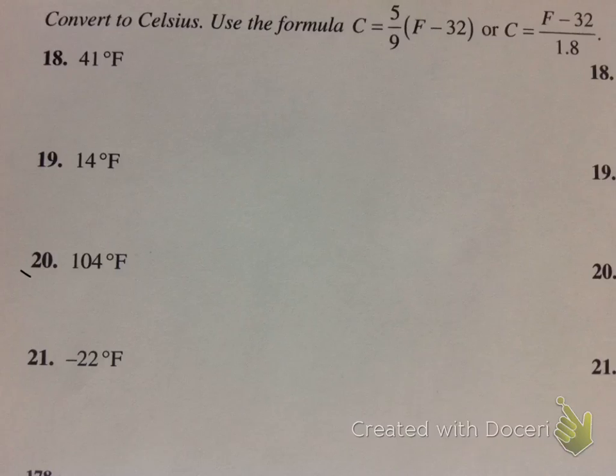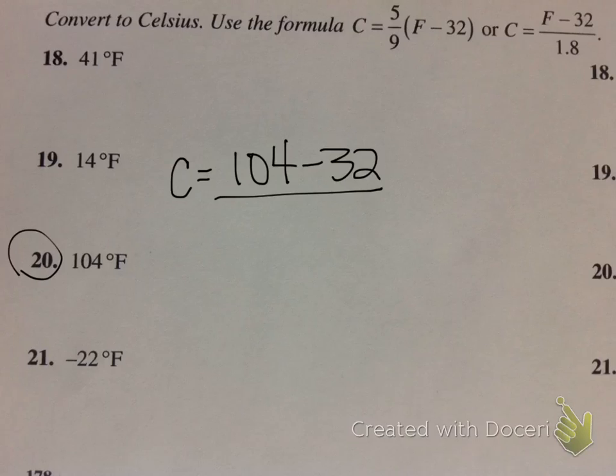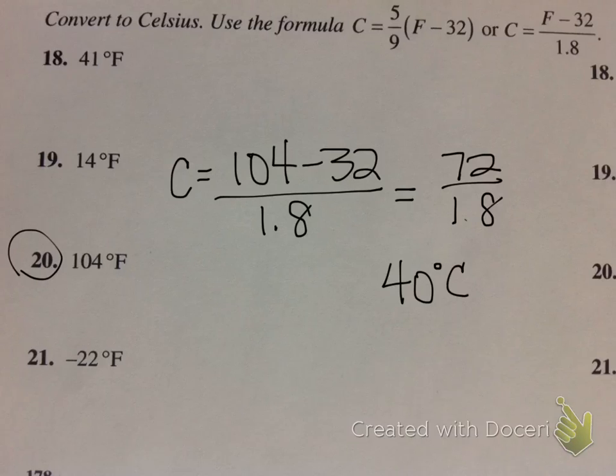So let's do number 20. We're going to do Celsius equals our Fahrenheit of 104 minus 32 over 1.8. 104 minus 32. We have to do order of operations, and this is set up with two different groups. So that's why I'm doing the subtraction first, because the fraction bar is acting like a grouping symbol. So I get 72 over 1.8, which leaves me with 40 degrees Celsius.